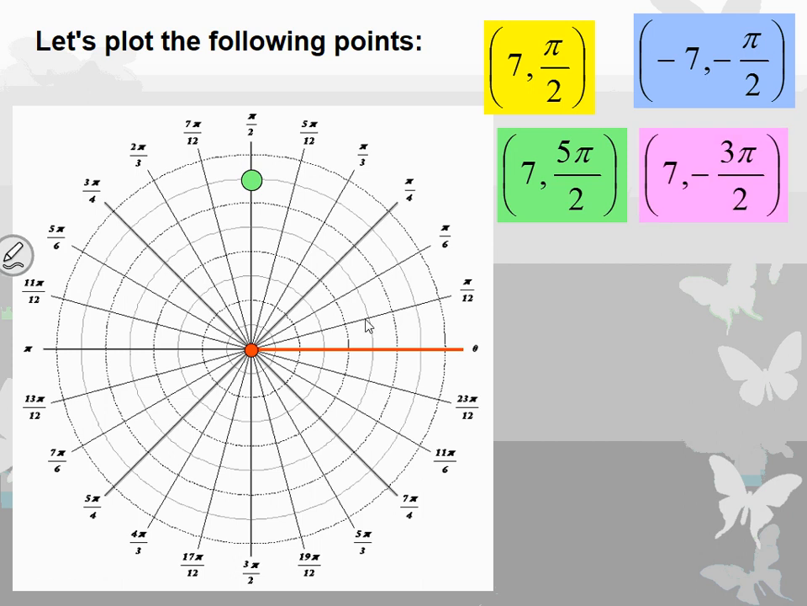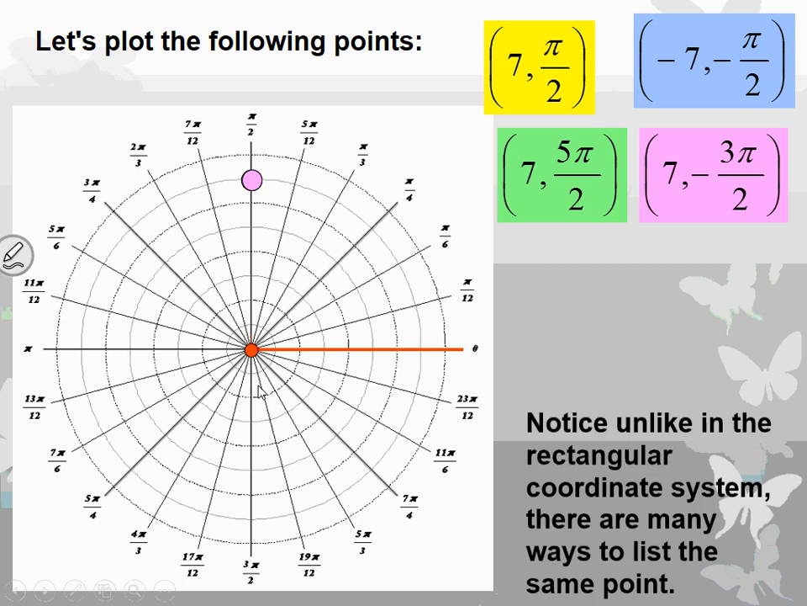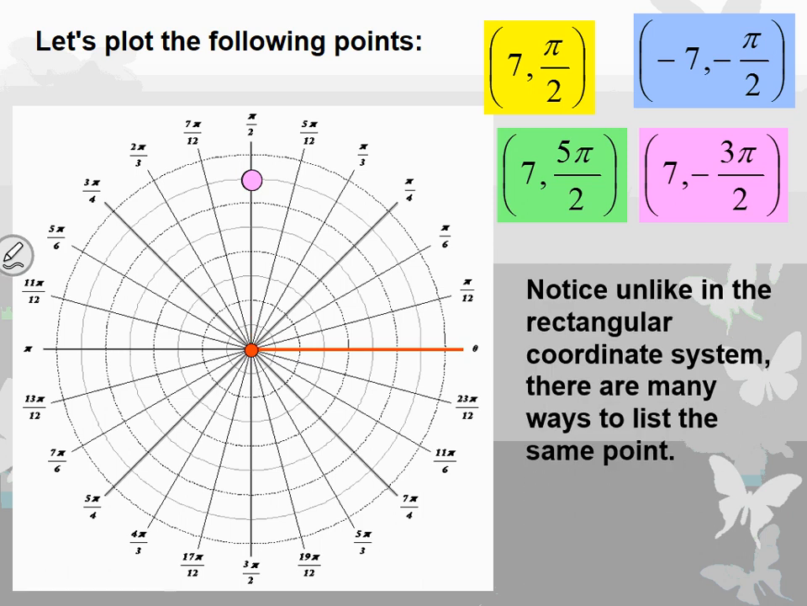If I go negative 3 pi over 2, trace out negative 3 pi over 2, it's going that direction. It's going clockwise again. Okay. So I get that terminal ray, and I'm going to go 7 out on that terminal ray, and it gives me that point there. All right, so what are we seeing? We're seeing that unlike the rectangular system, in the polar system, we have multiple ways of identifying the same point. Okay, and that can be problematic sometimes if we don't pay attention to directions that are explicit, or maybe even directions that are implicit.